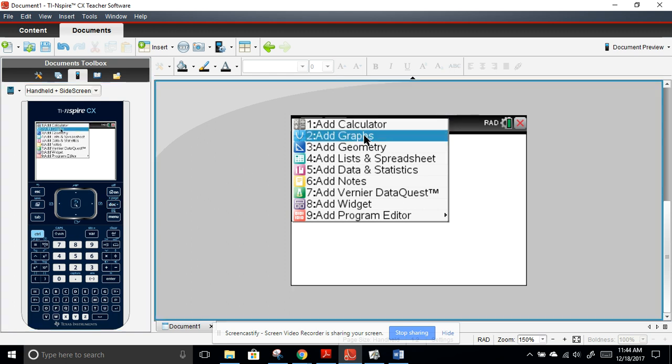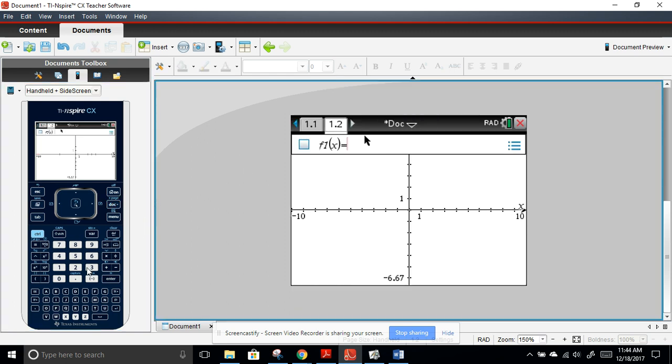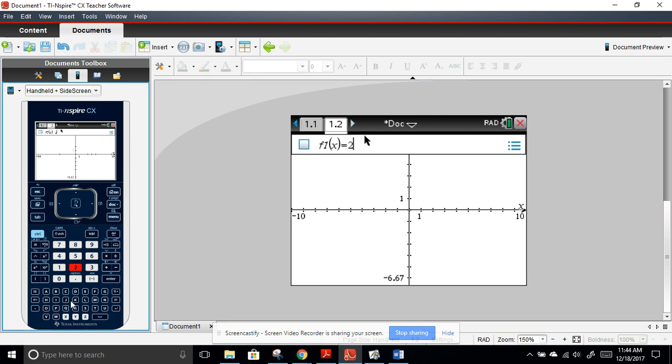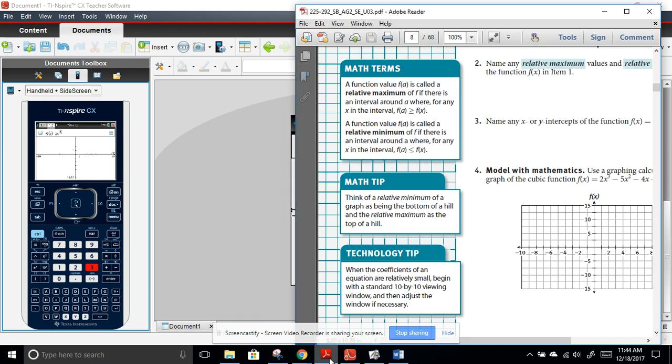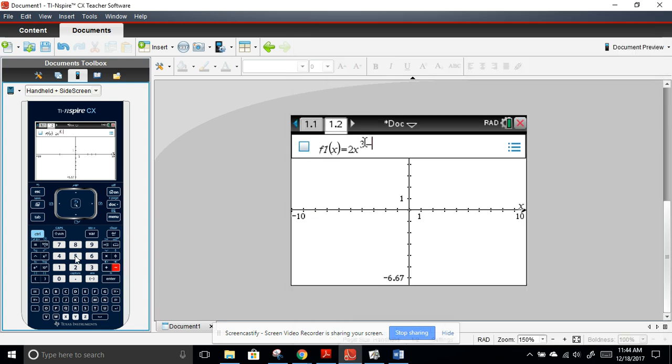And I'm going to do 2x raised to the third power minus 5x squared. Uh-oh, that's all wrong. You see how it's still up in the exponent? So I need to, there we go, minus 5x squared.